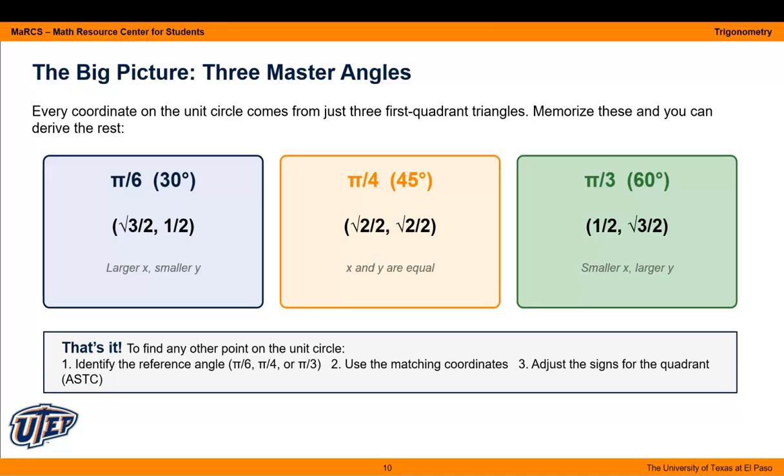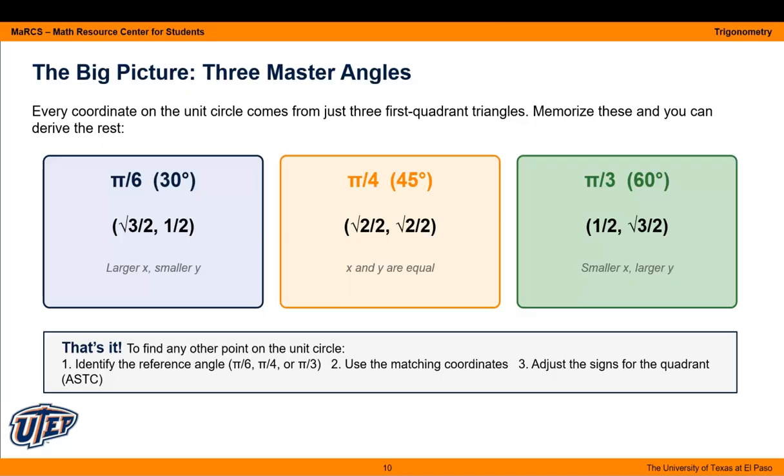This is a very important summary slide. Almost the entire unit circle can be built from just 3 first quadrant reference angles, pi over 6, pi over 4, and pi over 3, and their coordinates, square root of 3 over 2, comma, 1/2, square root of 2 over 2, comma, square root of 2 over 2, and 1/2, comma, square root of 3 over 2.